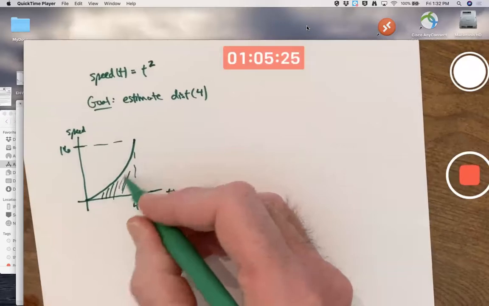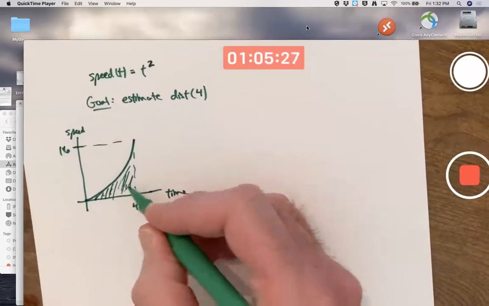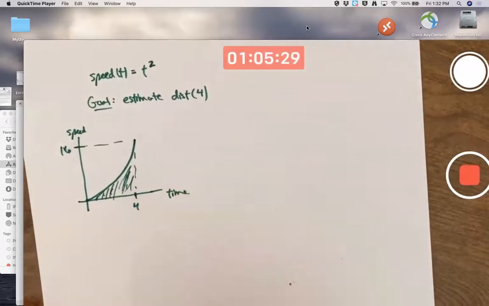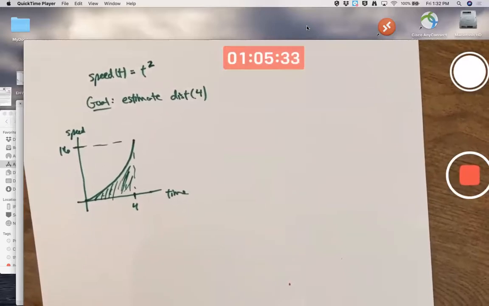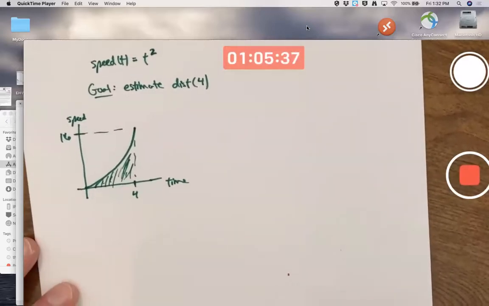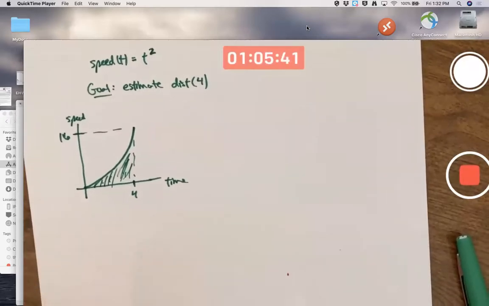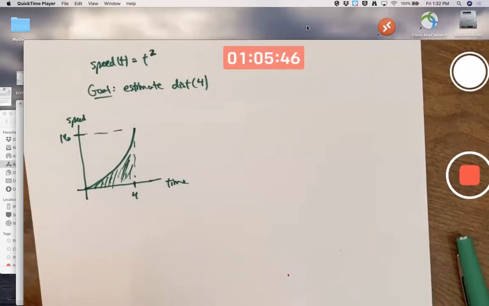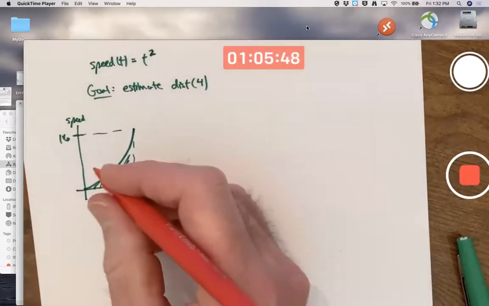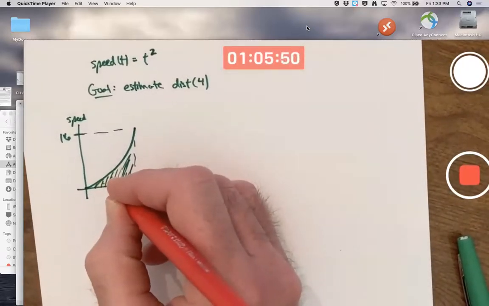I mean, we can try to ballpark it. It's certainly less than 4 times 16, which is 64, by more than half. It's certainly less than 32, you could probably say. What if we don't have any other way to estimate the area besides just trying to roughly approximate this with, say, rectangles? That's an approach we can take.